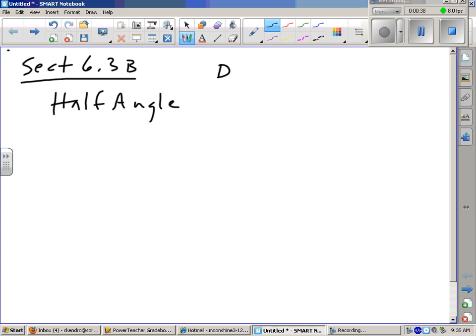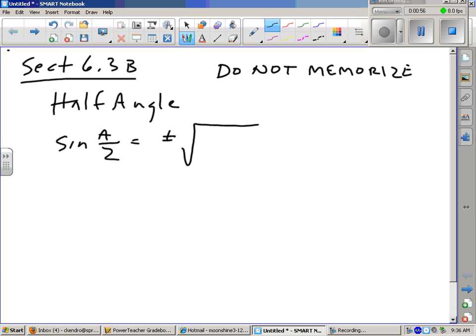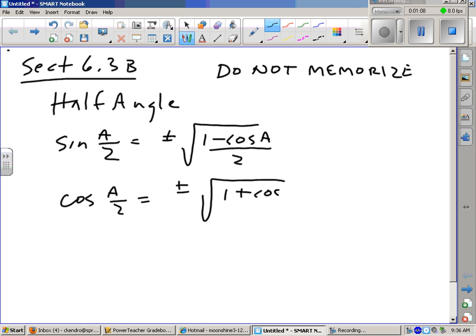These you do not memorize. These I will give you on any test that we have, so don't worry about memorizing them. Okay, the first one is sine of a over 2. That shows that it's half of the angle that we're looking for. And the formula is plus or minus the square root of 1 minus cosine a all over 2. Cosine of a over 2, it's very similar. Instead of minus, though, it's 1 plus cosine a over 2.